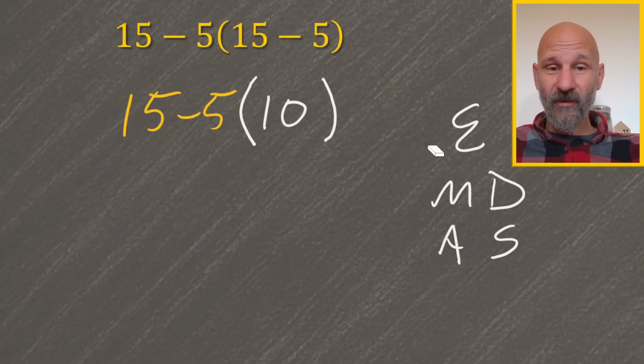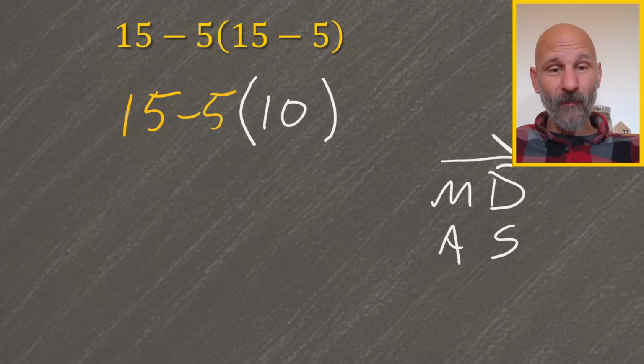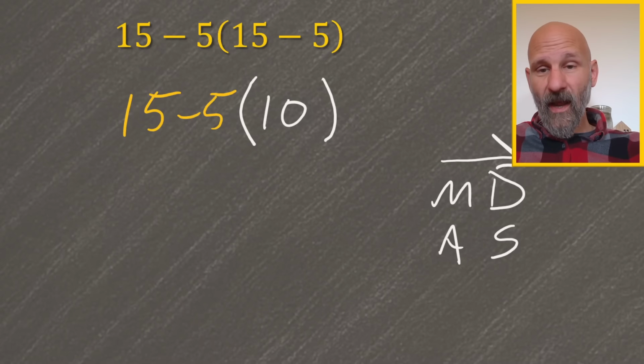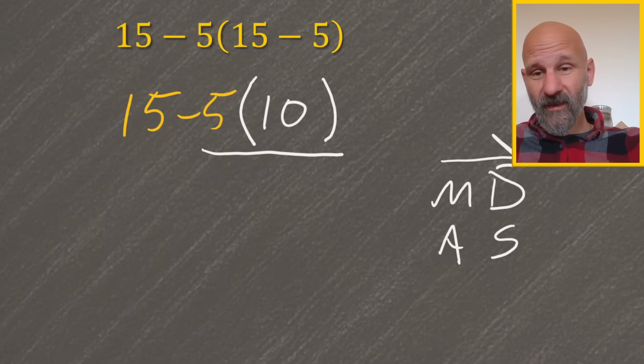Next up, exponents. There aren't any. So now we're on multiply, divide. We always go left to right, but here there's only one multiply, divide, and it's a multiply. So we would do that part next. That's going to be the 5 times 10. So that 15 minus is just going to stay.